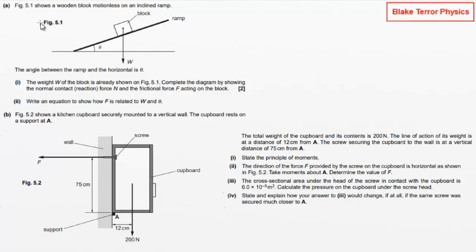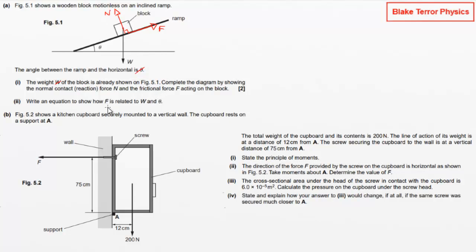Right, now we've got a wooden block motionless on an inclined ramp. The angle between the ramp and the horizontal is theta, which we have in the picture. The weight of the block is already shown, W. Complete the diagram by showing a normal contact force N and the frictional force acting on the block. Right, so we want to try and draw a normal reaction force, which is perpendicular to the ramp. And then the friction is going to oppose the motion, so it will be going up the slope. So that's easy enough to mark on. Remember to put the N and the F on there.